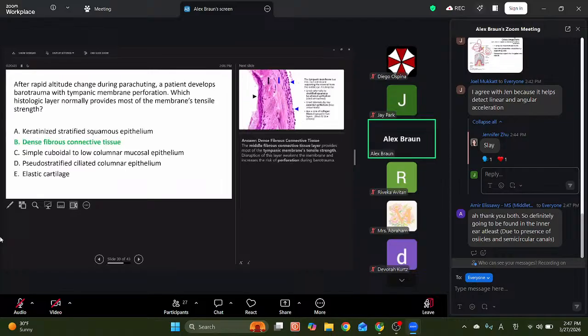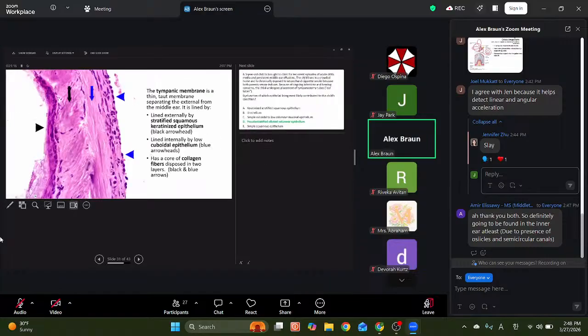After rapid altitude change during parachuting, you might expect a rapid change in air pressure. A patient develops barotrauma, trauma to the ears from change in pressure, with tympanic membrane perforation. This must be rather severe barotrauma to perforate the tympanic membrane, because as you know, with all that collagen in the tympanic membrane, it ought to be quite tough. Which histologic layer normally provides most of the membrane's tensile strength? We've mentioned this already. It's the dense fibrous connective tissue of the membrane.